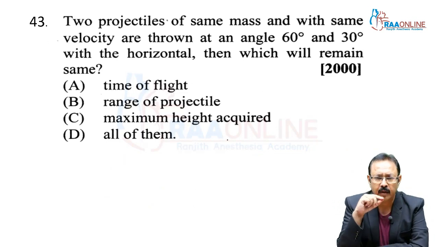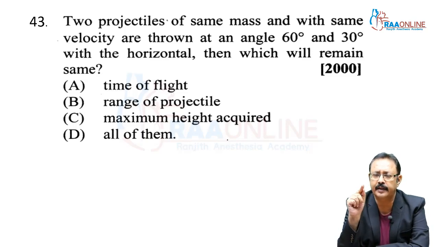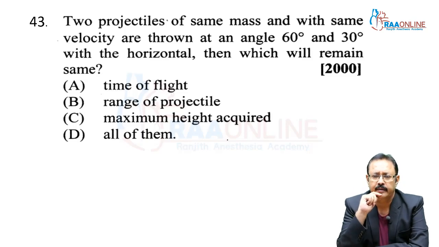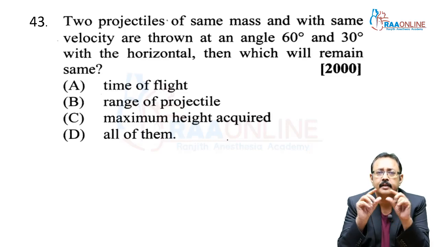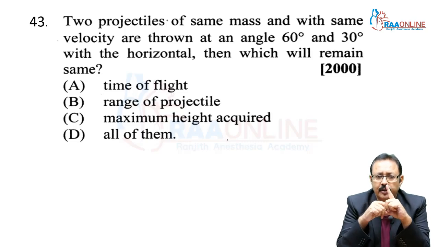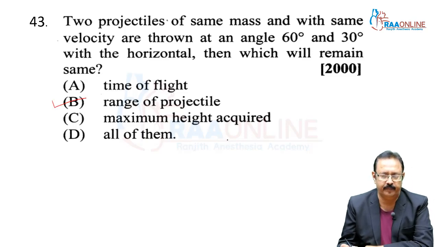Next, two projectiles of same mass and with same velocity are thrown at an angle 60 degree and 30 degree. Then which will remain same? Just I explained you. Since again in this case, sum of two angles is 90 degree and you are throwing with same velocity, horizontal range should be same. So range of projectile should be same.